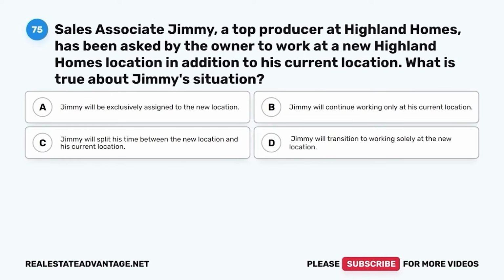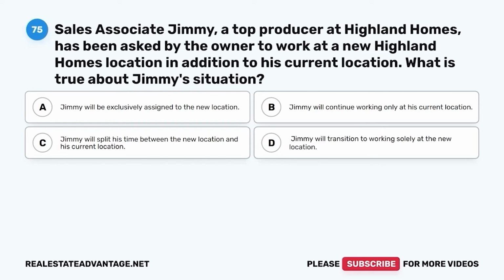Question 75. Sales associate Jimmy, a top producer at Highland Homes, has been asked by the owner to work at a new Highland Homes location in addition to his current location. What is true about Jimmy's situation? A. Jimmy will be exclusively assigned to the new location. B. Jimmy will continue working only at his current location. C. Jimmy will split his time between the new location and his current location.